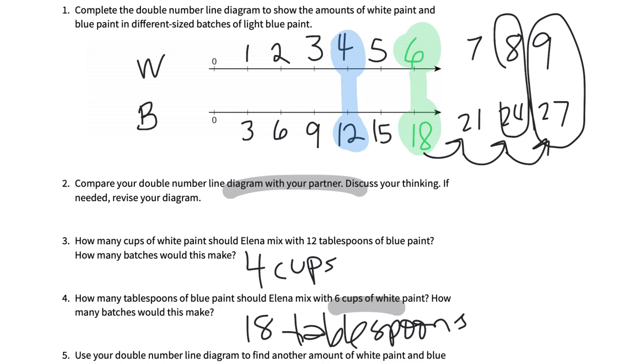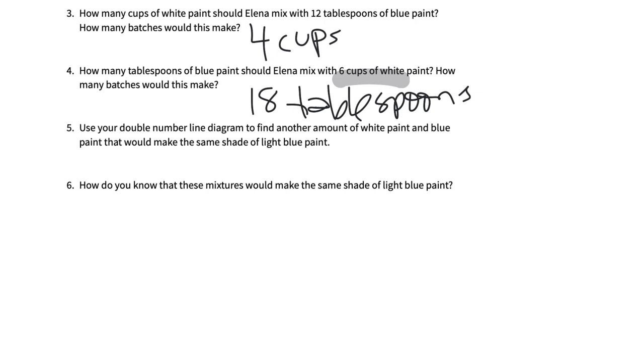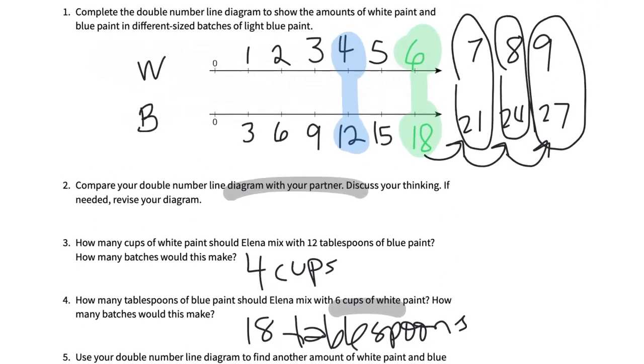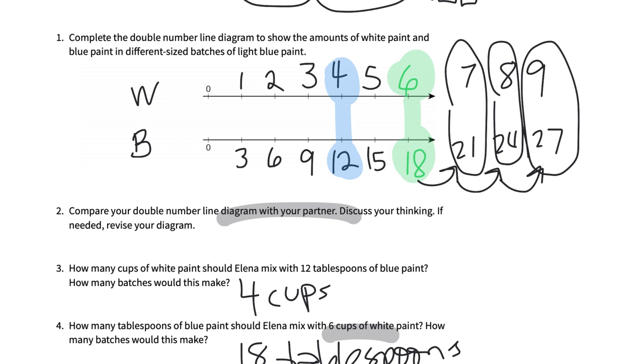Heck, we could have chosen 8 and 24. We could have chosen 7 to 21. We could have chosen any of those, and that would all work. And how do you know that these mixtures would make the same shade? Well, because we're following the pattern, aren't we? As long as we follow the pattern for our double number line, that means we are good.